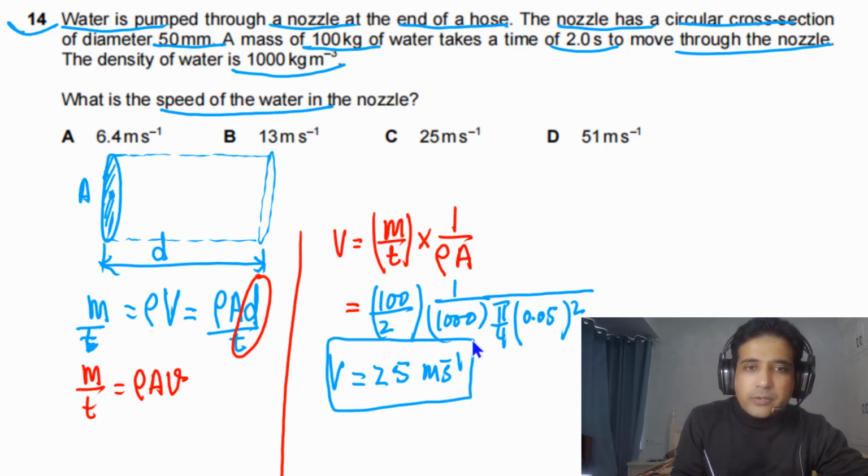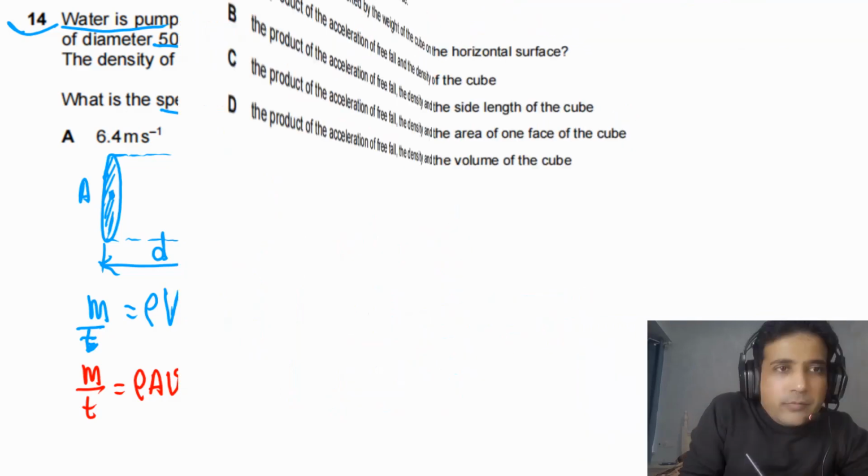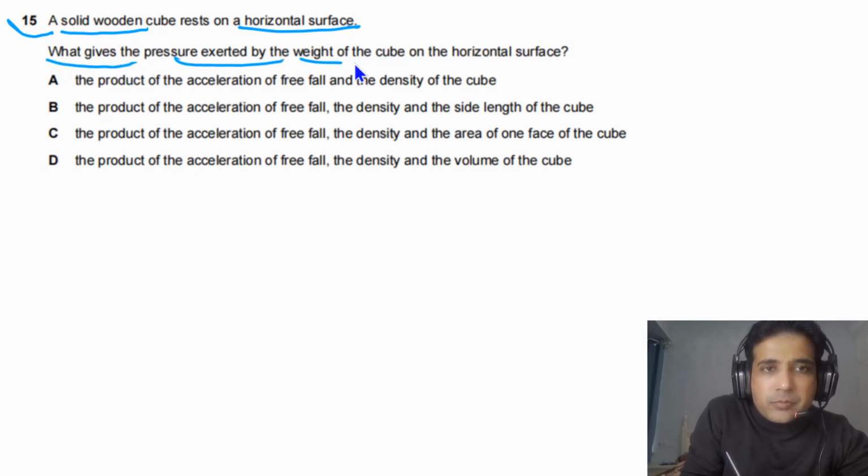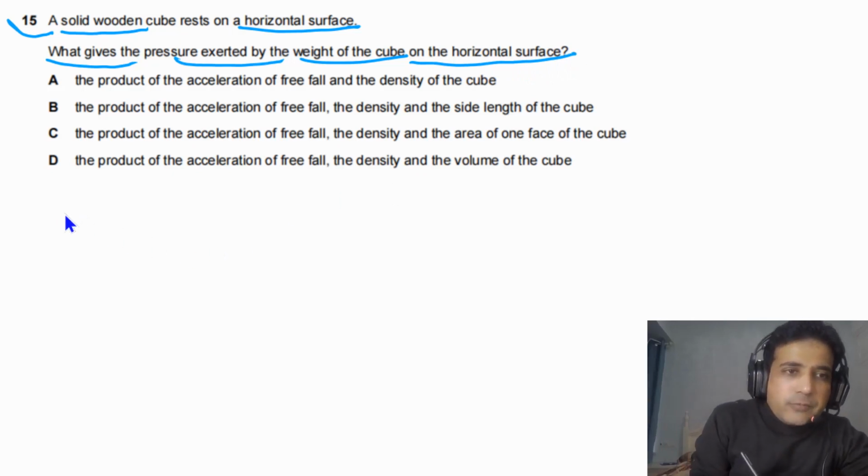A beautiful question, you need to visualize. For question number 15, it is given to us a solid wooden cube rests on a horizontal surface. We need to find what gives the pressure exerted by the weight of the cube on the horizontal surface. So the best way to answer this question is we can first of all sketch a cube. So you can imagine that we have a cube and we can complete this.